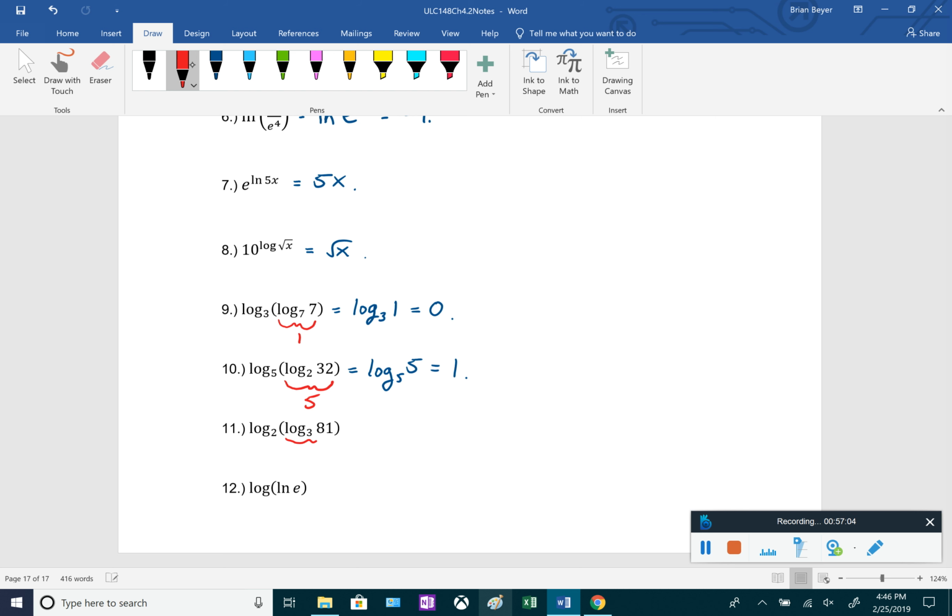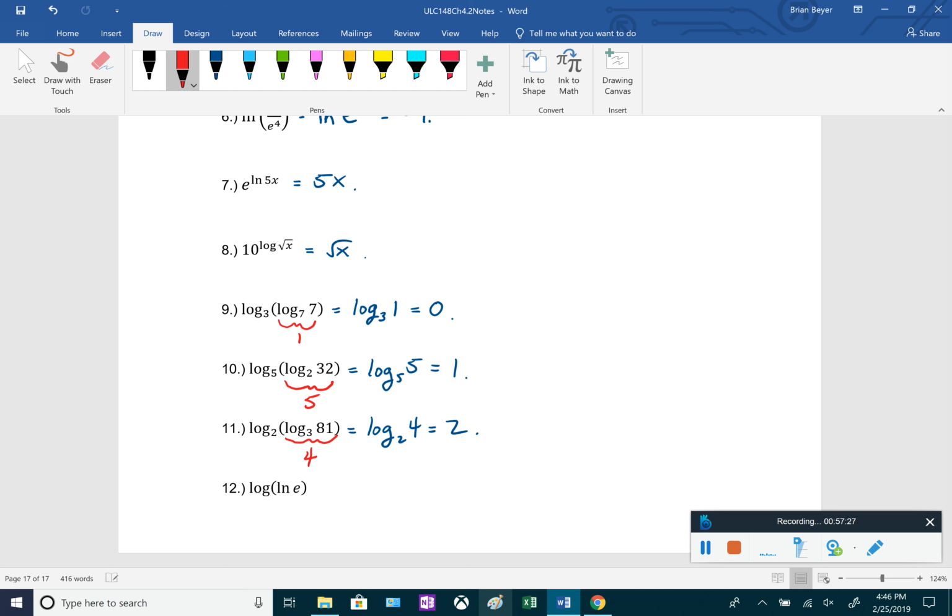For number 11, log base 2 of log base 3 of 81. Log base 3 of 81, 3 raised up to what power equals 81? 3 raised up to the 4th power equals 81. So this is going to be log base 2 of 4. So then you can say 2 raised up to what power equals 4? The answer is 2.